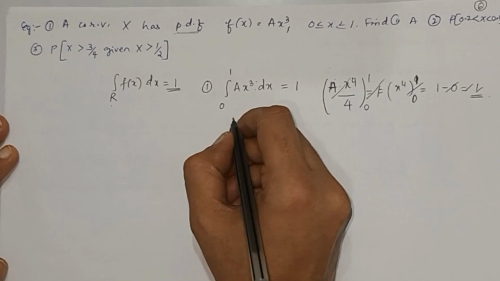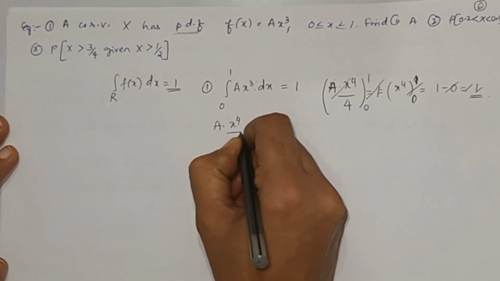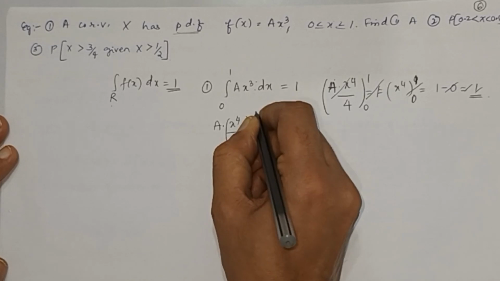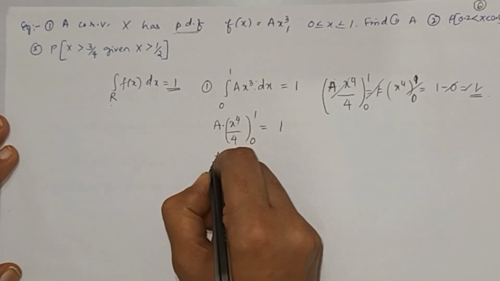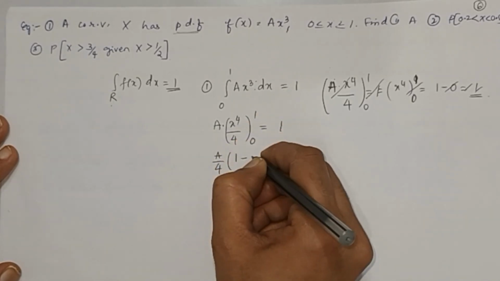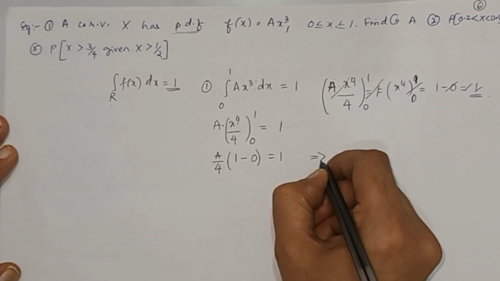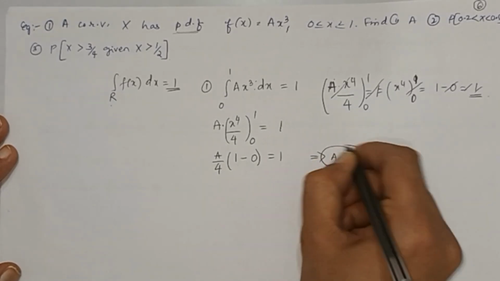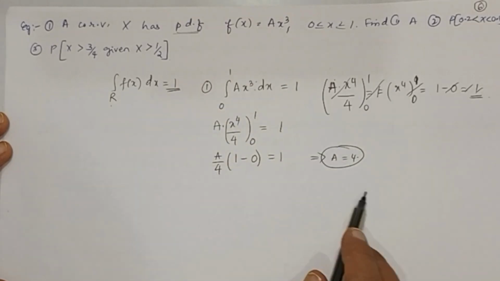That must be equal to 1 to find the value of a. So now integrate this. A is a constant. Integral of x power 3 is x power 4 by 4. Limit is from 0 to 1, that is equal to 1. Now evaluate this: a by 4, upper limit is 1, minus lower limit is 0, which is equal to 1. So a by 4 is 1, which implies a equals 4. The value of constant a here is 4.